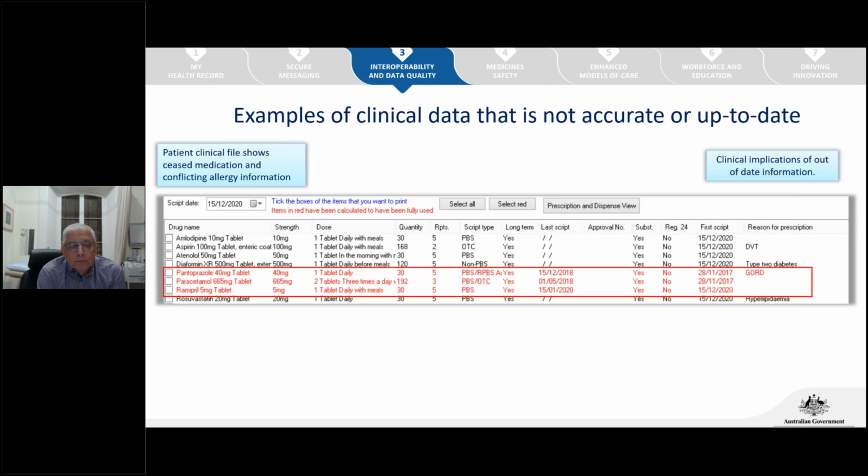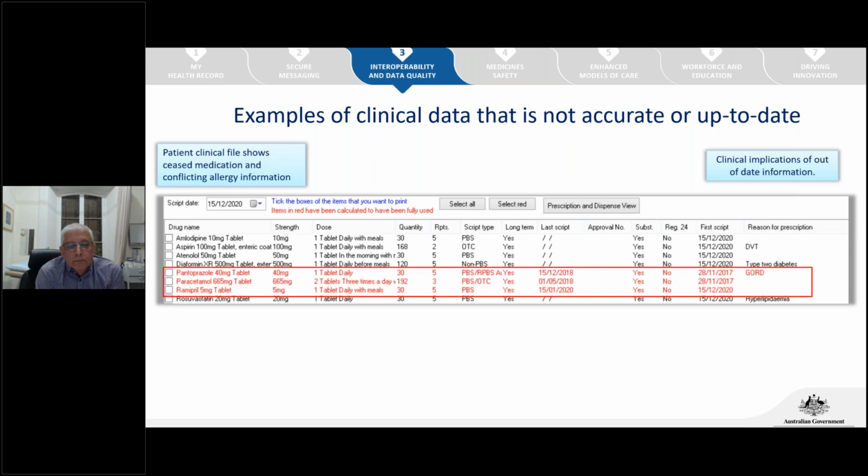And Peter just mentioned sharing this information. So for any auto-populated documents, like your shared health summary or your referrals, these documents will contain this same list of medications, even though you know that they're not current.